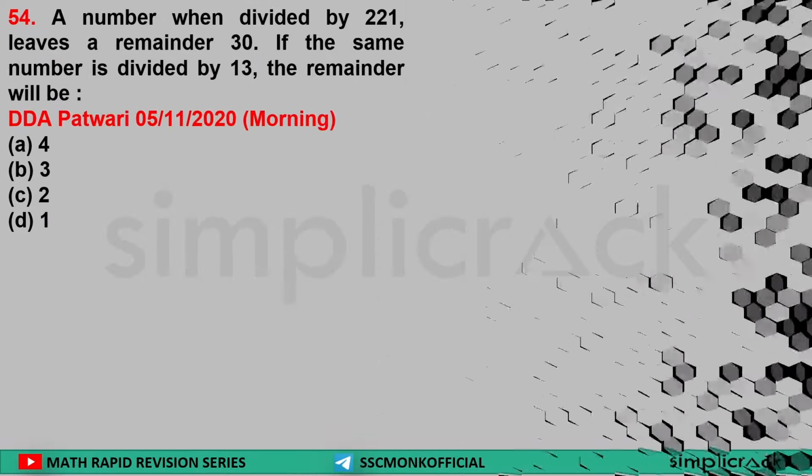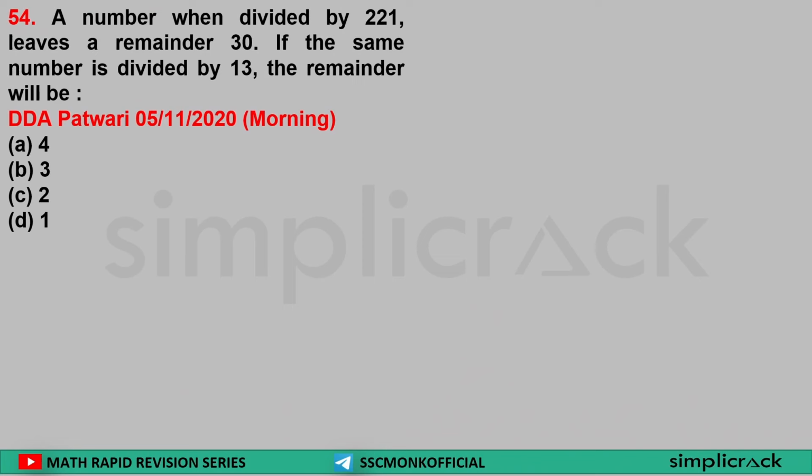Next. A number when divided by 221 leaves a remainder 30. If the same number is divided by 13, the remainder will be what? Sir, a number is divided by 221, remainder 30. That means the number is 251, because 221 divisor multiplied by quotient 1 plus remainder. This is the number.